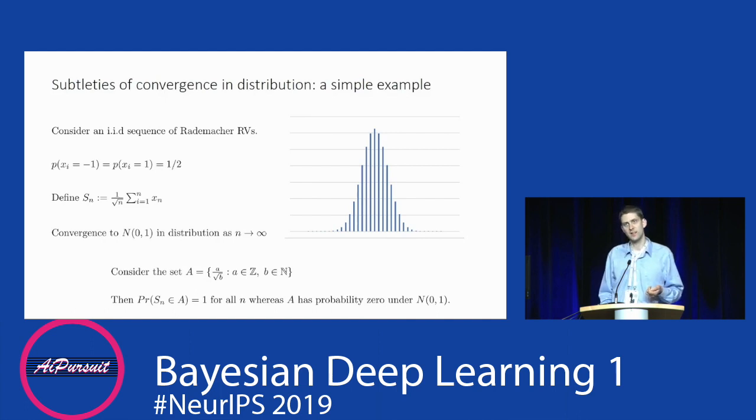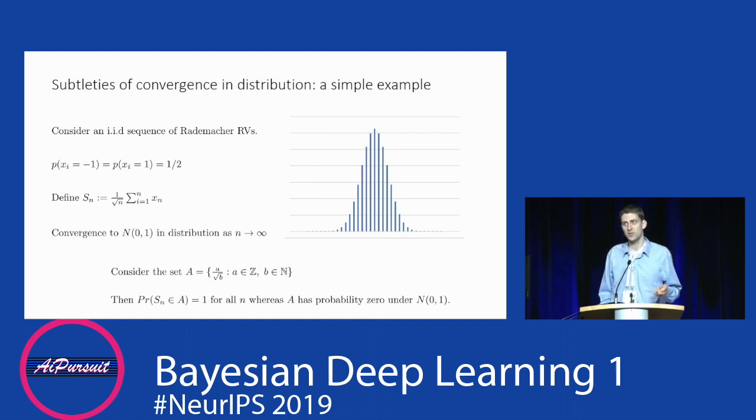And therefore, we can define this Sn, as in the previous slide. And the central limit theorem says that this will converge in distribution to normal 0, 1 as n tends to infinity. The subtlety is that we can consider a lattice, a countable infinite lattice, which is this set A. And on this lattice, Sn will always lie on this lattice, whatever n is. So the probability that Sn is in this set is 1, however long you wait. Whereas this set has probability 0 under the normal distribution.